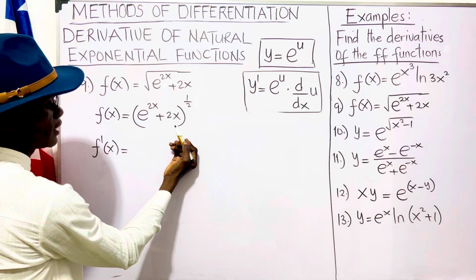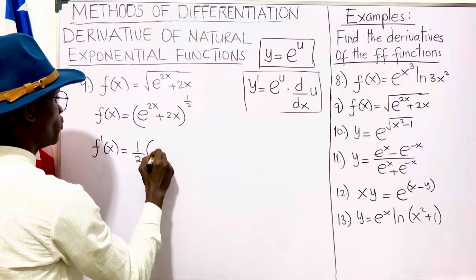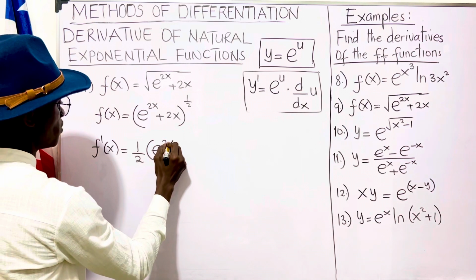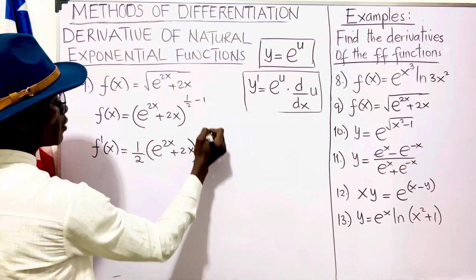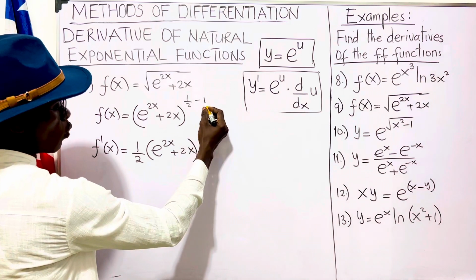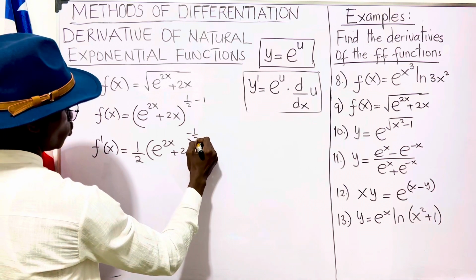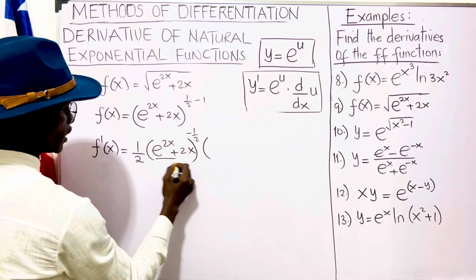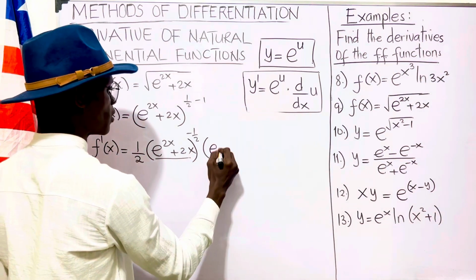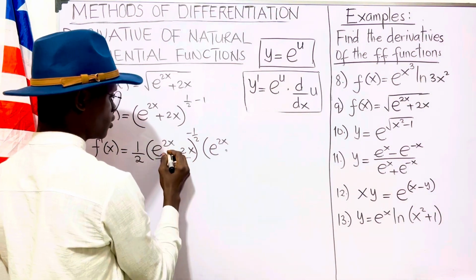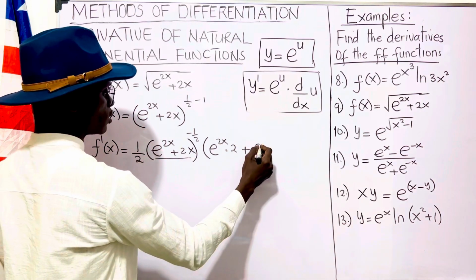Now we're going to use the extended power rule. So we bring this power down, 1 over 2. We rewrite what is within, e raised to the power 2x plus 2x. We subtract 1 from this power. So 2 times 1 is 2, so negative 2 and positive 1 is negative 1 over 2, times the derivative of what is within. So the derivative of e raised to the power 2x is e raised to the power 2x times the derivative of 2x, which is just 2, plus the derivative of 2x, which is just 2.